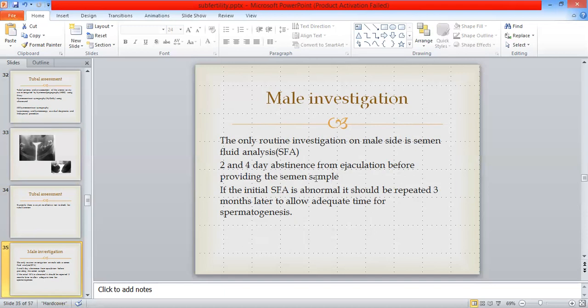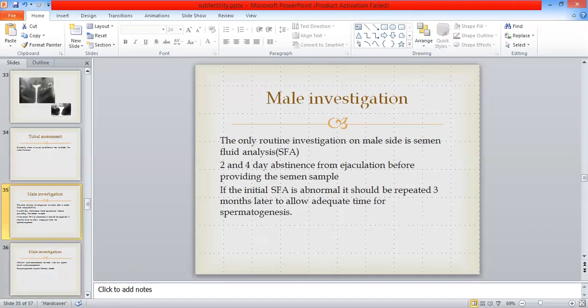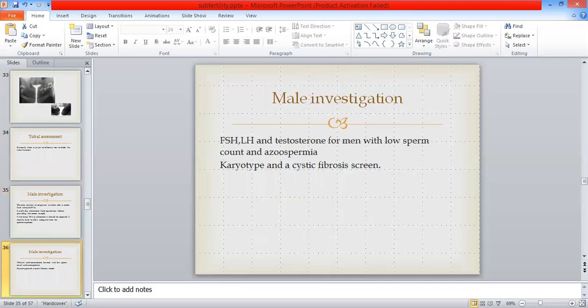If the male partner is giving semen for analysis or testing, there should be at least 2 to 4 days of abstinence from coitus, okay, so that the report is normal. If the initial semen fluid analysis is abnormal, it should be repeated 3 months later to allow adequate time for spermatogenesis. So, if the semen analysis report is abnormal, it should not be repeated early. It should be repeated at least 3 months later to give adequate time for spermatogenesis. So, in male investigation, semen fluid analysis is important.